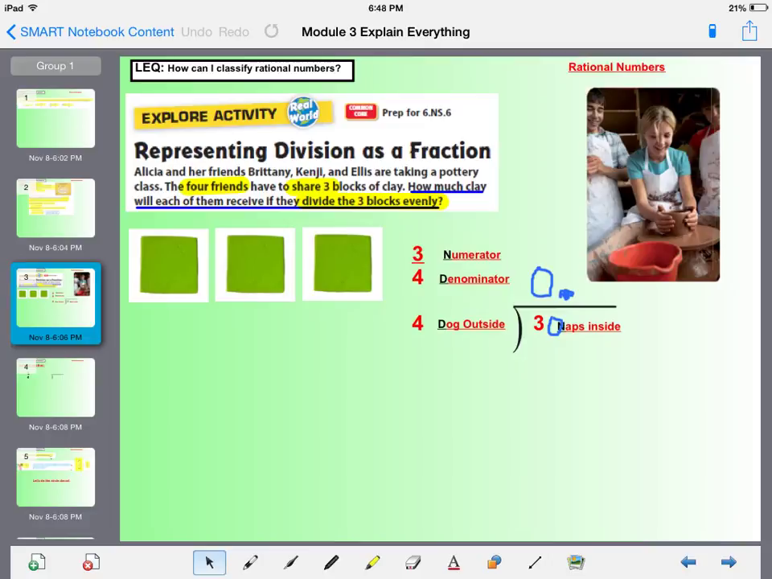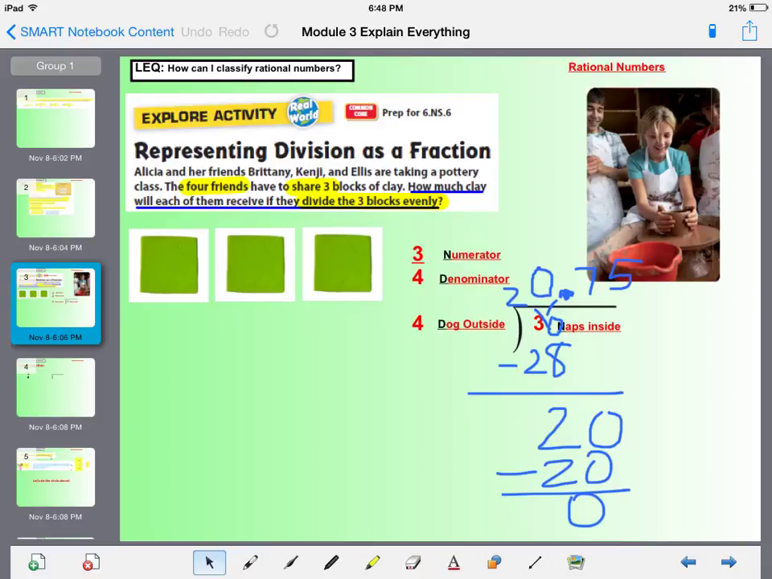So we know that 4 goes into 30 7 times because 4 times 7 is 28. And we take 28 from 30 and we know that that's going to give us 2. And we continue adding zeros until we get either a terminating decimal or a repeating decimal. So 4 now goes into 20 5 times, and so 4 times 5 is 20. It went into it evenly, and we ended up with a terminating decimal of 75 hundredths. So each person would then go ahead and get 75 hundredths or 3/4 of each piece.